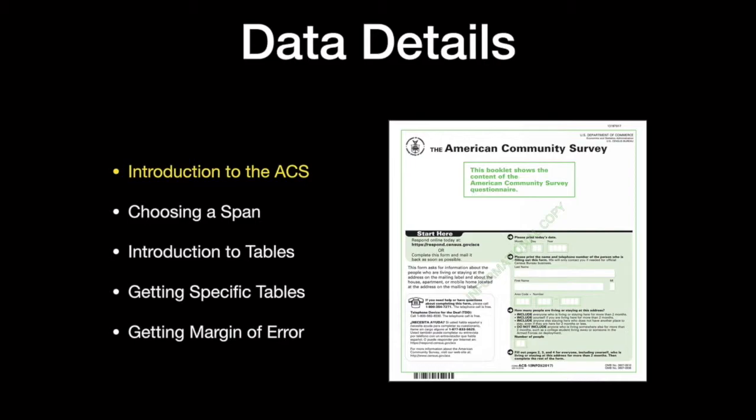This module is broken into 5 lessons. In this first lesson, Introduction to the ACS, you'll learn that the data we've been using comes from the American Community Survey, and you'll also learn what that means.